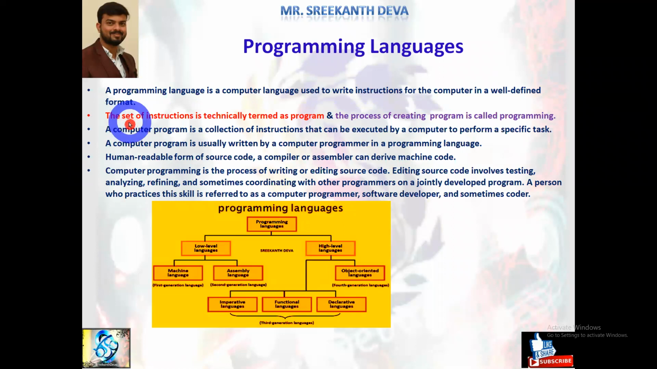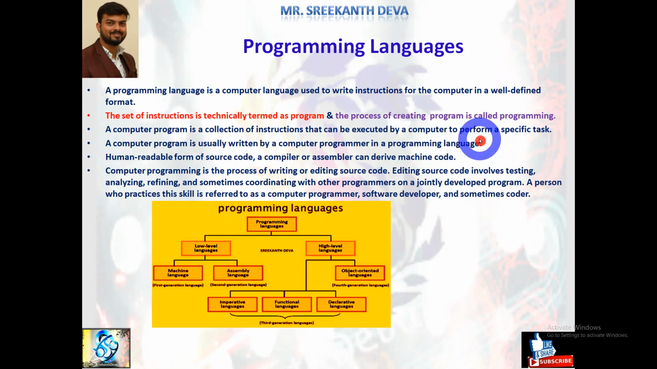Here, a program is nothing but a set of instructions, technically termed a program, and the process of creating a program is called programming. A programming language is a computer language used to write instructions for the computer in a well defined format. A computer program is a collection of instructions that can be executed by a computer to perform a specific task. A computer program is usually written by a computer programmer in a specific programming language.